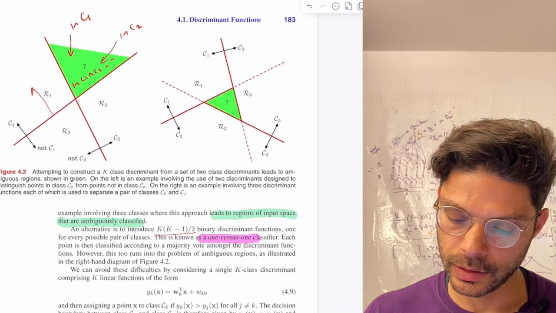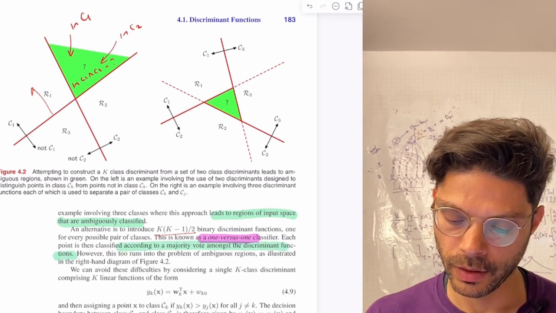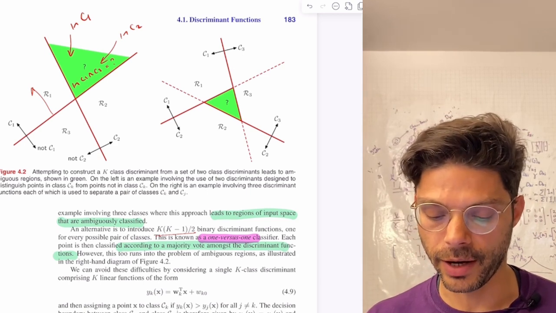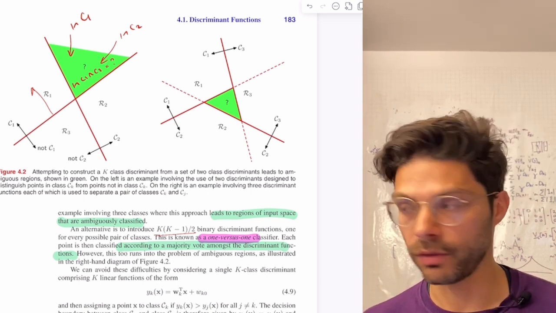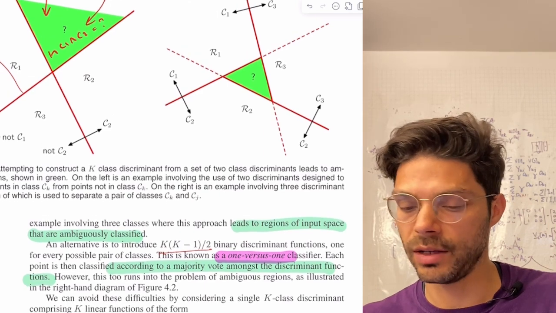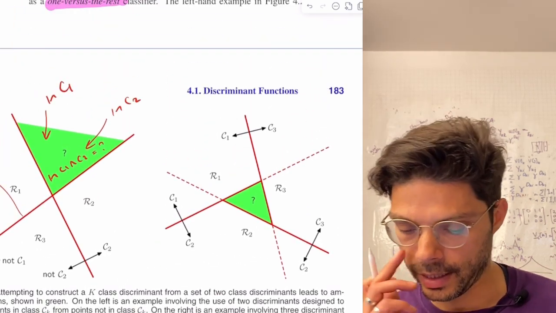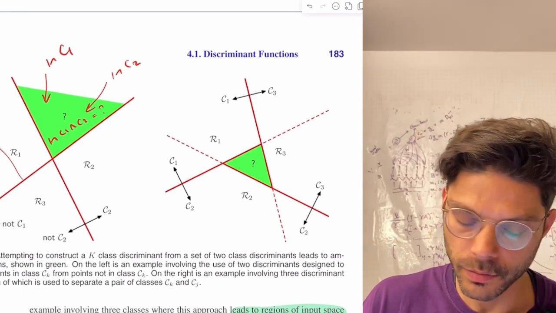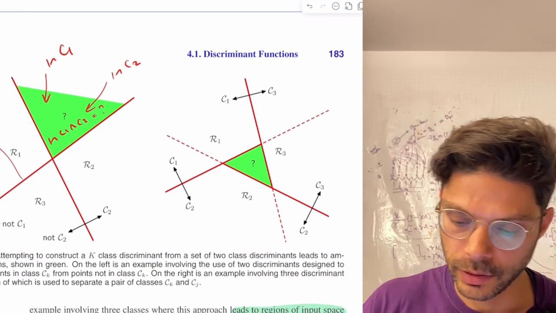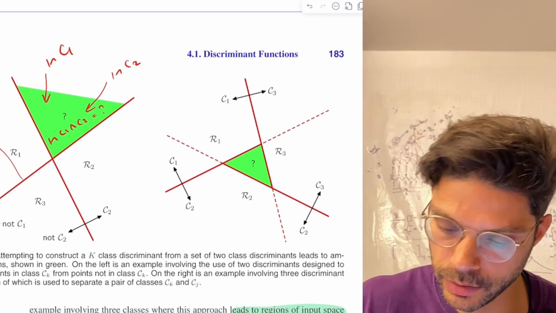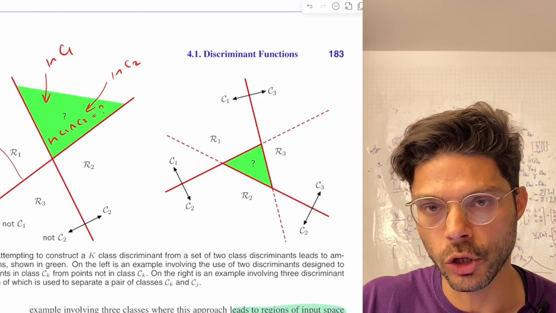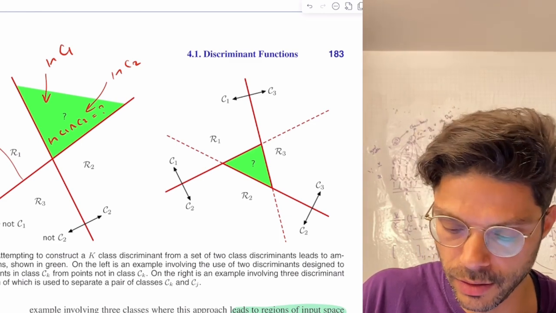However, this too runs into the problem of ambiguous regions, as illustrated in the right-hand diagram of 4.2. So now let's have a look and see why we're getting ambiguous regions here. We want to do this majority vote thing. Let me use a different color. We're going to do each of the cases one at a time.